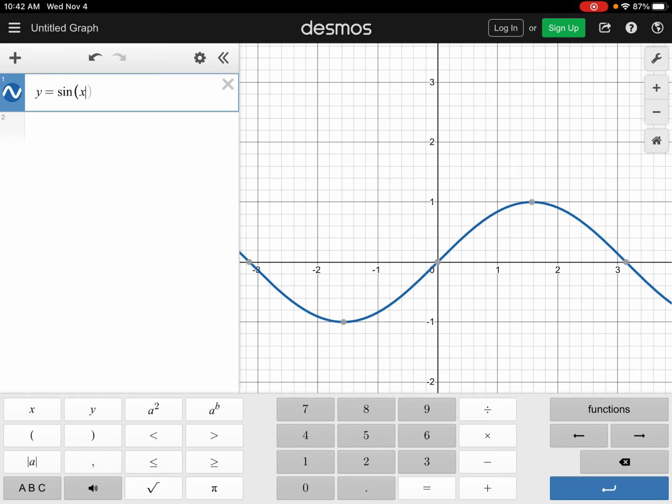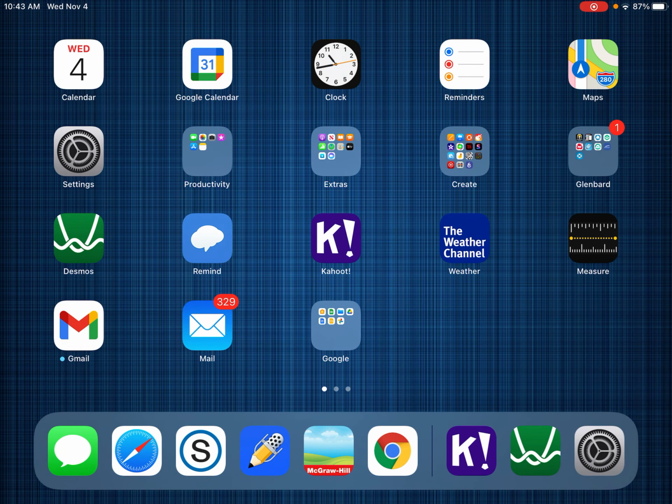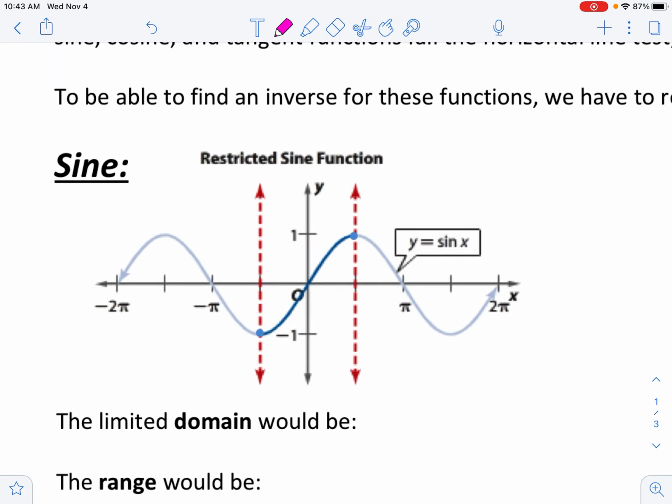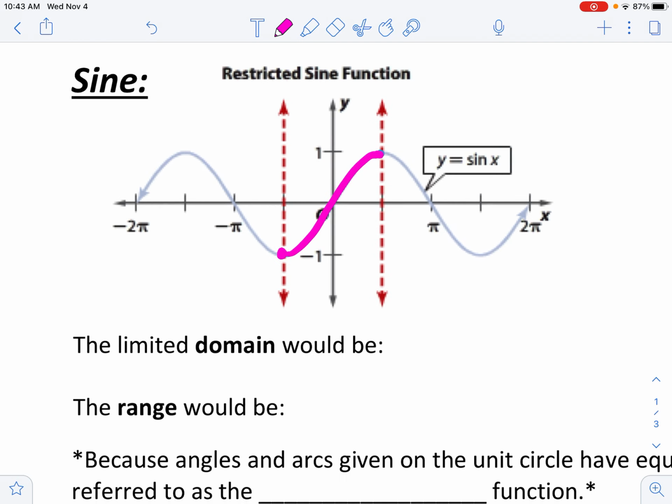So what we have to do is restrict the domain so that we're only looking at a piece that is one-to-one. If you look at from here to here, those 2 points that I just hit, if you look in between those 2 points, it passes the vertical line test and it passes the horizontal line test. So that's what we're going to restrict sine to. All right, let's go back to notes here. Okay, so there's what sine looks like. That's the restricted piece that we're going to use.